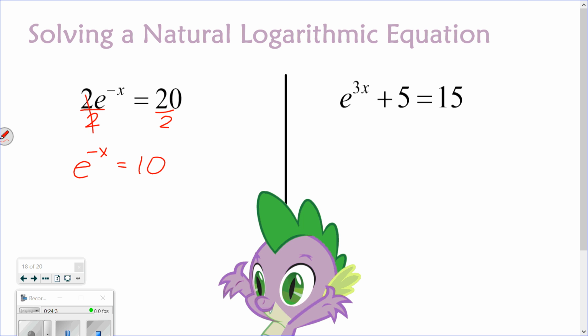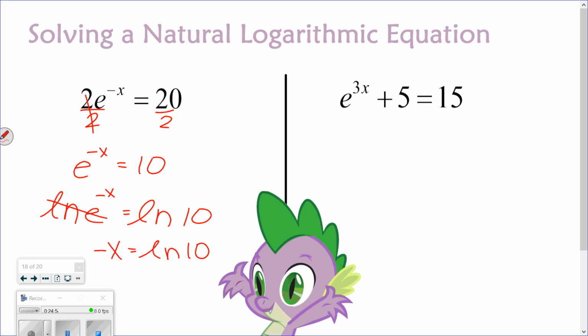If you see an e, you know you have to do what? You have to do natural log. So natural log of e to the negative x equals natural log of 10. What do we know about natural log of e? It's going to cancel. I'm going to have negative x equals the natural log of 10. And then how do you get x by itself? Yep. So the natural log of 10, close parenthesis, divided by -1. Beautiful.